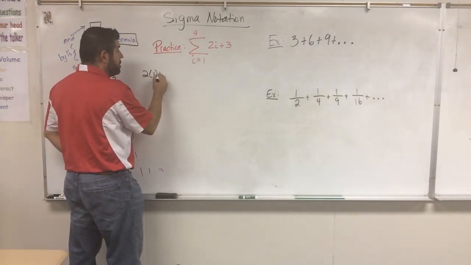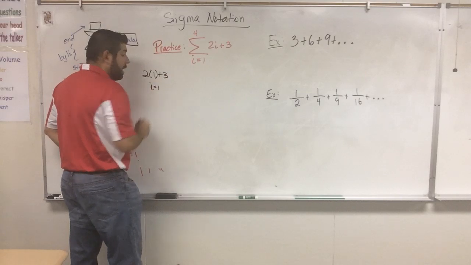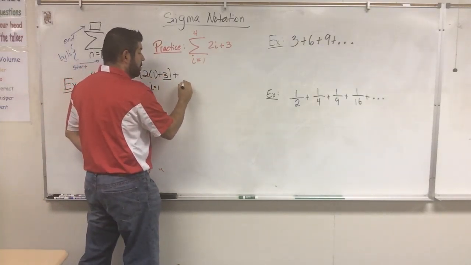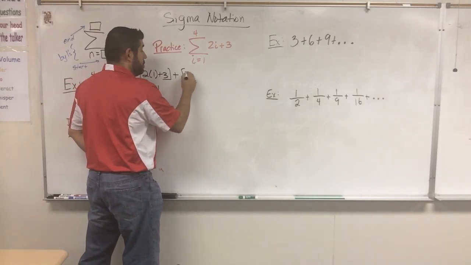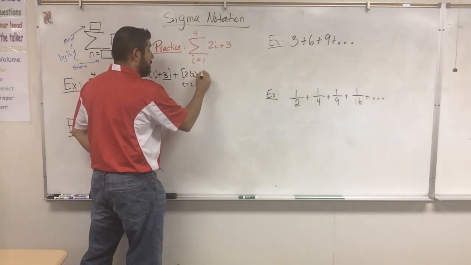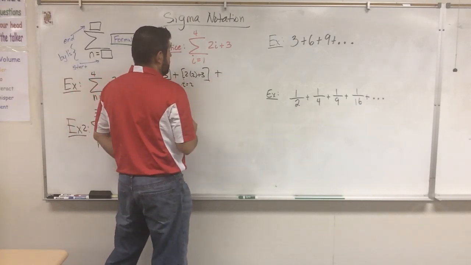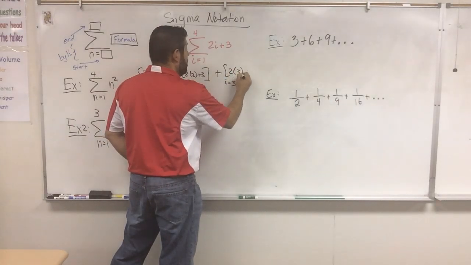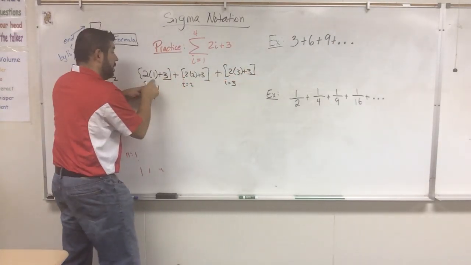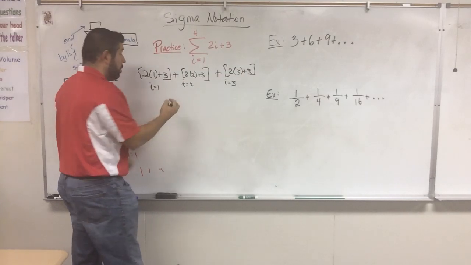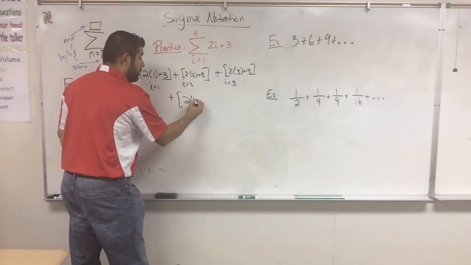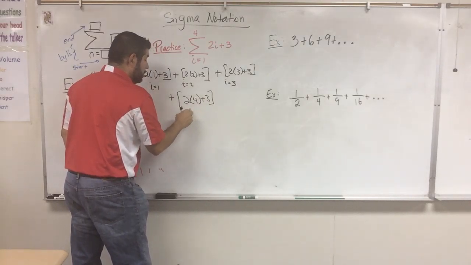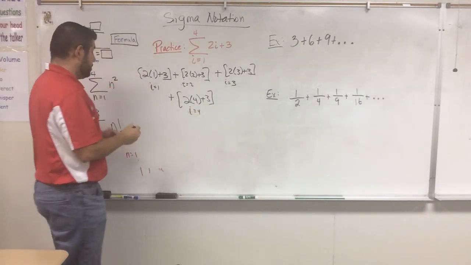So we're going to go 2 times 1 plus 3. That's i equals 1. Plus, okay, now we got i equals 2. 2 times 2 plus 3. Plus, we got i equals 3 coming up. 2 times 3 plus 3, right? Because we started at 1, then 2, then 3. Now we got 1 more, which is 4. So we got 2 times 4 plus 3. Jeez, i equals 4. All right, so let's go ahead and add up.